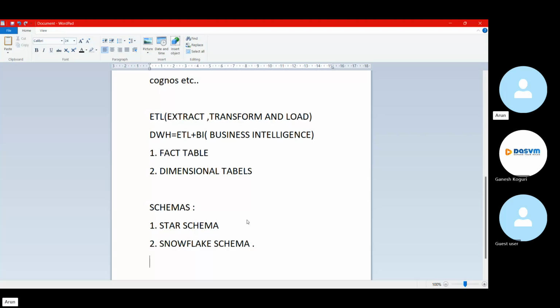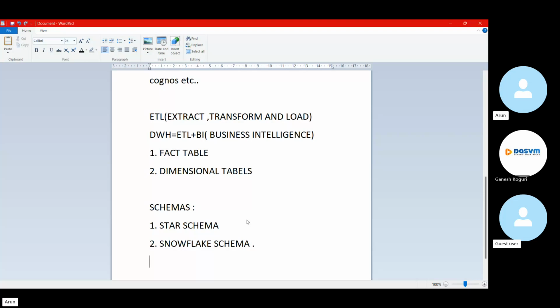In the snowflake schema, there might be two sets of dealers. For your understanding purpose, I'm just saying. So, hope you got this concept, right? Yeah, I got it. In coming sessions, we can go into detail with the architecture and all. Yes, but with a pictorial representation, it will be easier for us to understand, I guess.